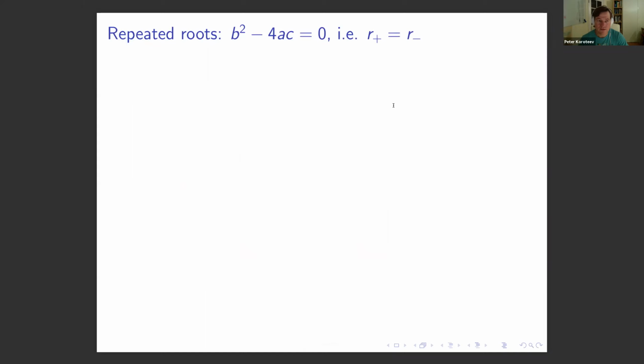Okay, so first let's consider the second option. Since the first option is done, now let's consider the case when the discriminant of the auxiliary equation vanishes. So r plus is equal to r minus. So see what happens. Let's try to approach this case as a limit from the first case, right?